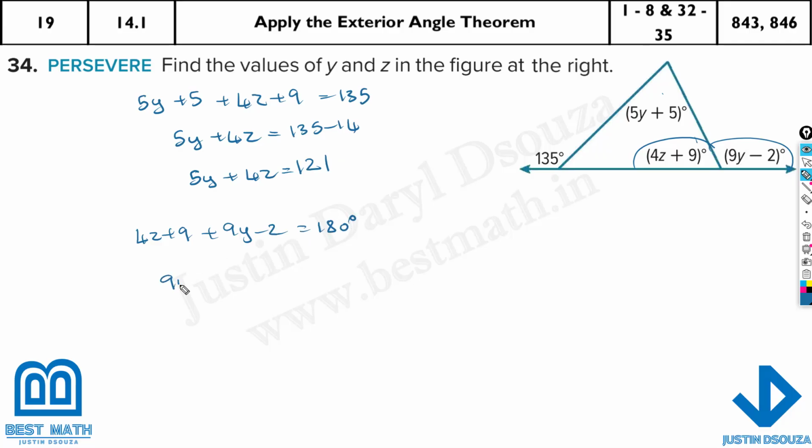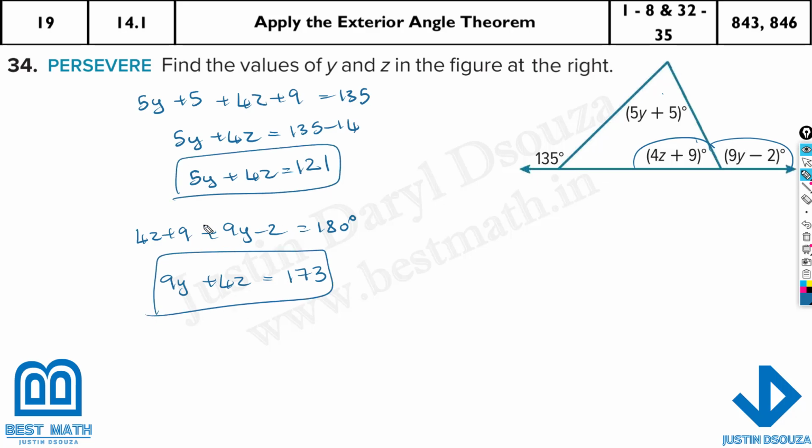Let's write y first. 9y plus 4z is equal to, when you add this up, it'll be 7. 7 to the other side will be 173. Okay, you can do it in steps. Now we have two simultaneous equations. We can solve them. You can subtract them and solve. I'll just use the calculator here and solve it.